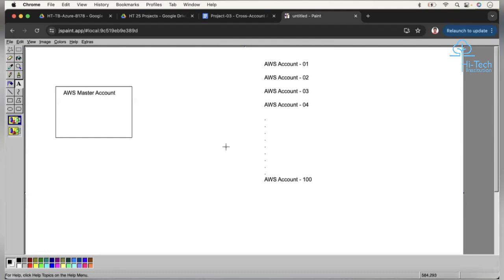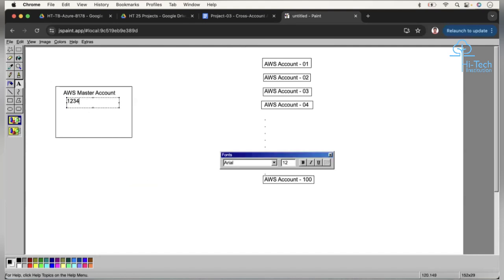Like that, I have n number of AWS accounts with me. Using IAM role, what I'm going to do here is this: each AWS account will have one account number. Maybe 1, 2, 3, 4, 5, 6, 7, 8, 9, 10. Something like that. This is the account number.